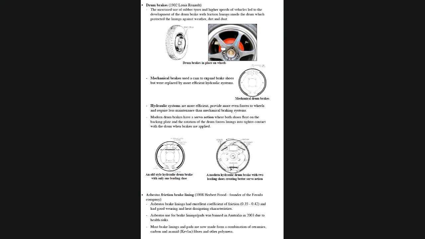Drum brakes are generally on the rear of cars, and they're fairly cheap cars. If you buy a reasonably expensive car, they've all got disc brakes. But I think if you pay 18, 20 grand for a brand new car like a Hyundai i20, you'll have drum brakes on the back. And drum brakes are fine, but they're nowhere near as efficient as disc brakes that we'll have a look at later on. Now, the early drum brakes were mechanical.